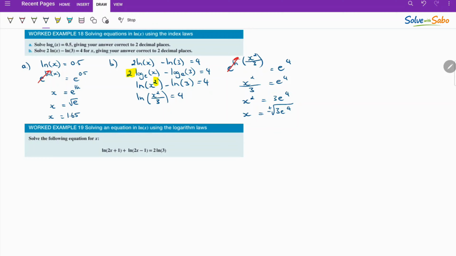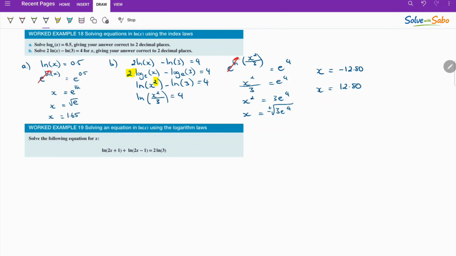Now, it says here that we need to give this answer in 2 decimal places. So if this is plus minus, it means I'm going to have 2 answers, right? I'm going to have x equals negative 12.80. Again, just put it in our calculator and get the answer out. And x equals positive 12.80.